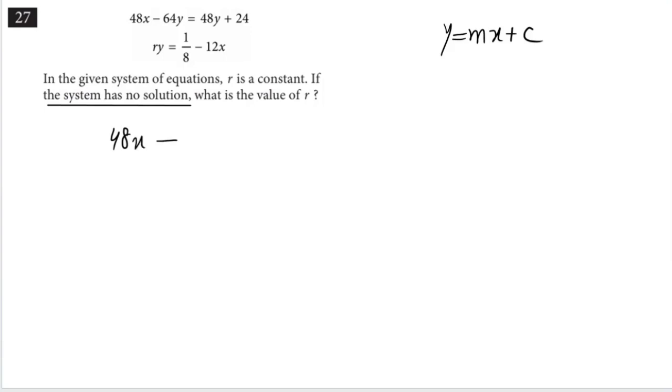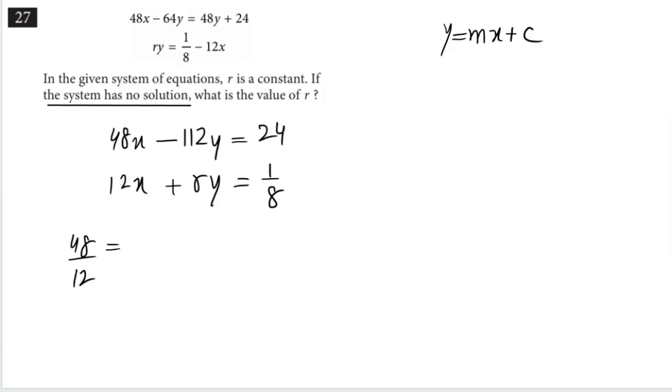48x minus 112y. The reason I subtracted 48y, equals 24. And the second equation you can write the same way, 12x, add 12 to both sides, plus ry equals 1 over 8. Now remember, that's the key idea. If the ratio of the coefficients of x and the ratio of the coefficients of y are equal, the lines will always be parallel.